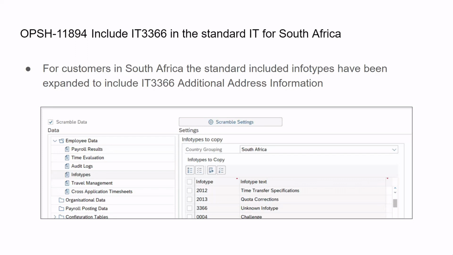Next update is for customers in South Africa. The standard included info types have been expanded to include info type 3366 additional address information.